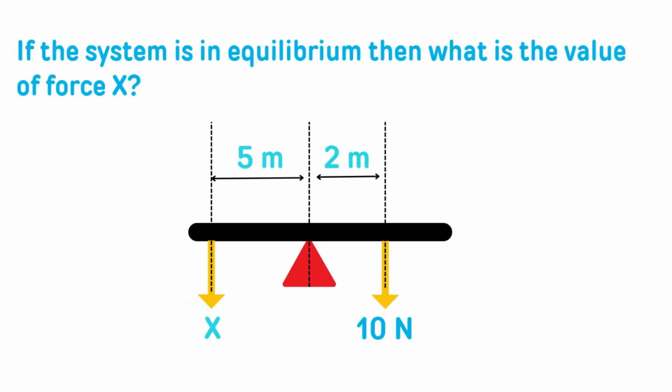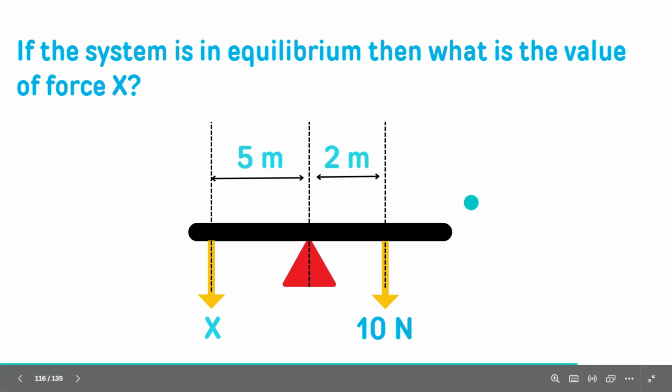If the system is in equilibrium, then what is the value of force X? First, we have to determine which force is clockwise and which force is anti-clockwise, and then we equate them. If you split this system in half, the forces on the left will cause the system to turn anti-clockwise. On the right of the pivot, you will see that this force will cause the system to move in a clockwise motion.